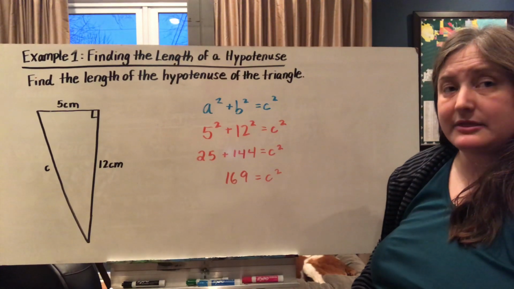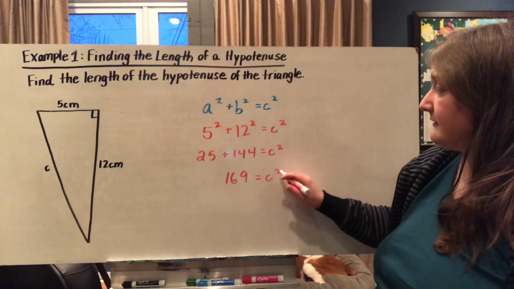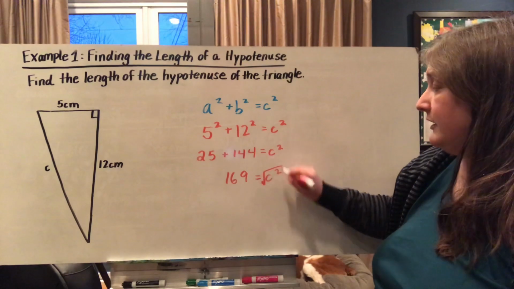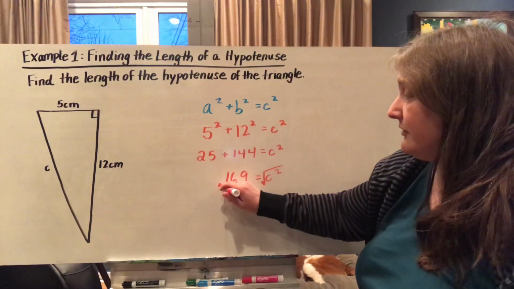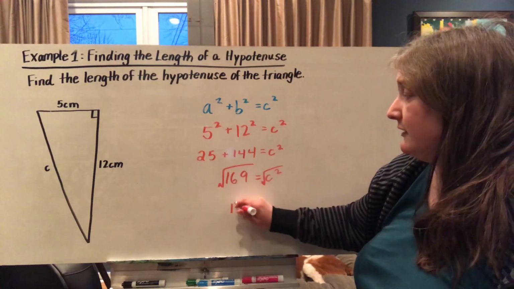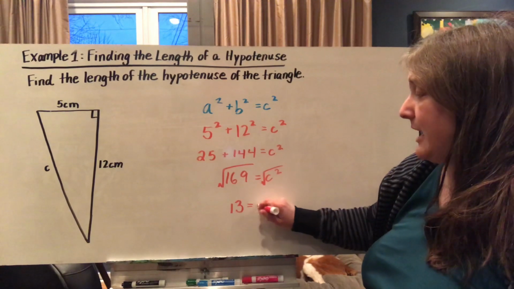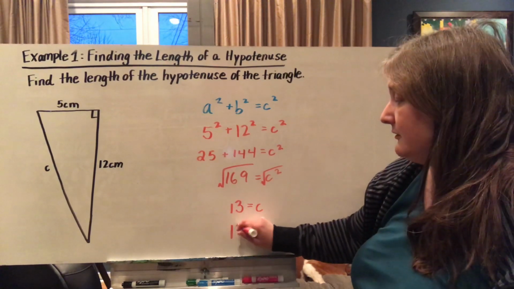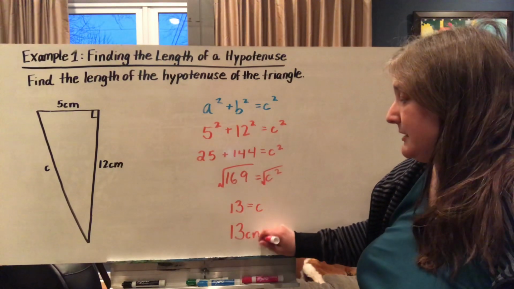Now, to find the length of the hypotenuse, since it's squared, I'm going to square root to get rid of the squared. And I'll have to do that to both sides. So I get 13 for my hypotenuse. So the hypotenuse here is 13 centimeters.